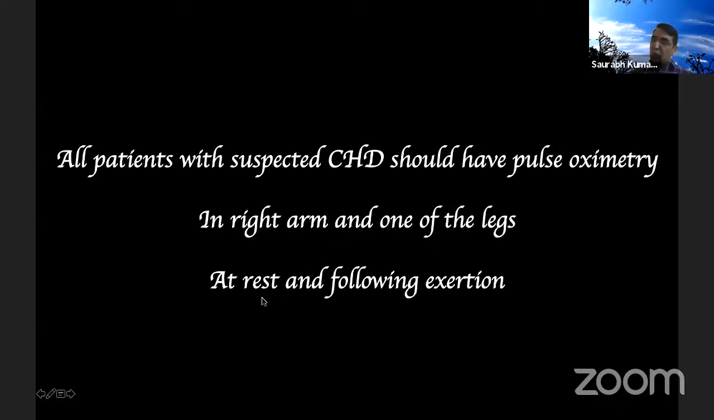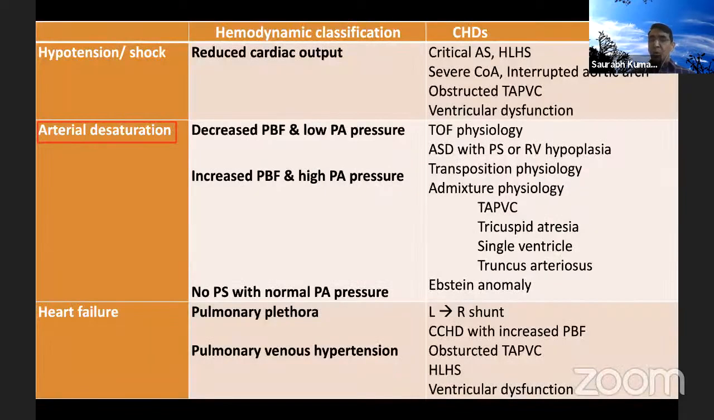Pulse oximetry should also always be carried out at rest and following exertion, because minimal degrees of desaturation cannot be picked up at rest and may become obvious following exertion. Now, looking at the same table, I have replaced cyanosis with arterial desaturation, and throughout the presentation I'll follow this term arterial desaturation for the reasons I just explained.